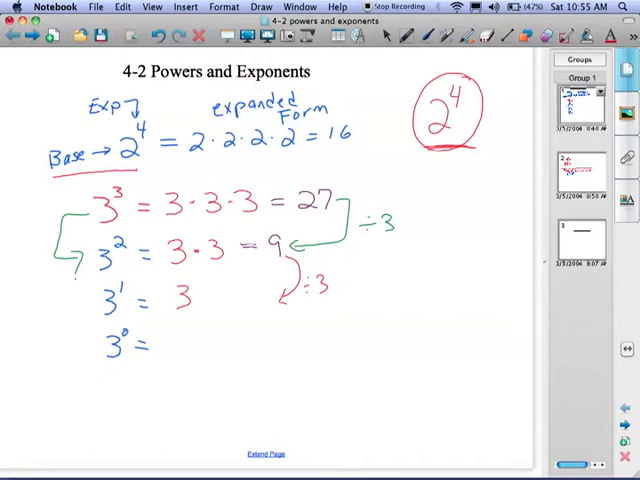Let's use that pattern again to see what happens. If we divide by 3 one more time to find out what 3 to the 0 power is going to be, 3 divided by 3 leaves us with 1. So 3 to the 0 power is 1. If you went and spent some time and wrote out exponents and expanded form for various other numbers, what do you think any number raised to the 0 power is going to be? It's going to be 1. Any number raised to the 0 power is going to be 1. It always is.